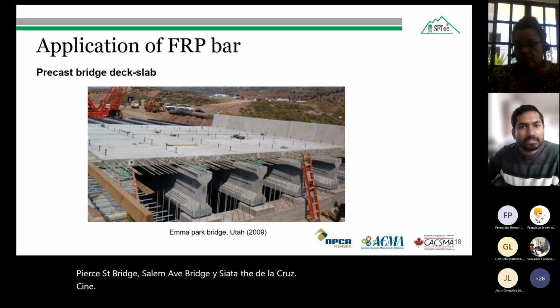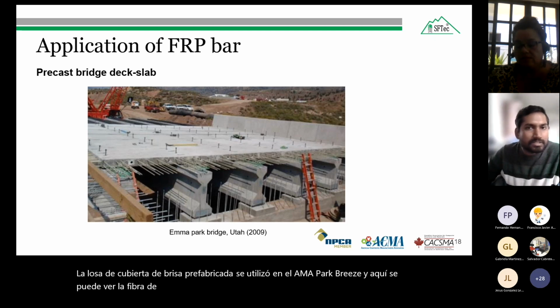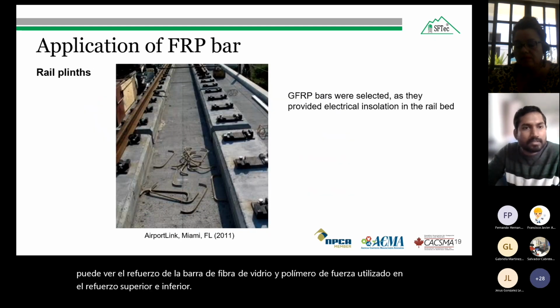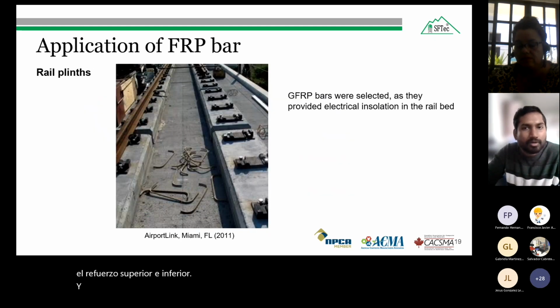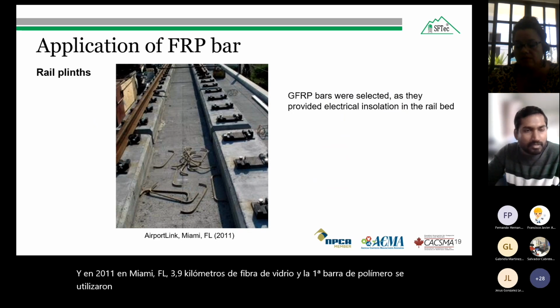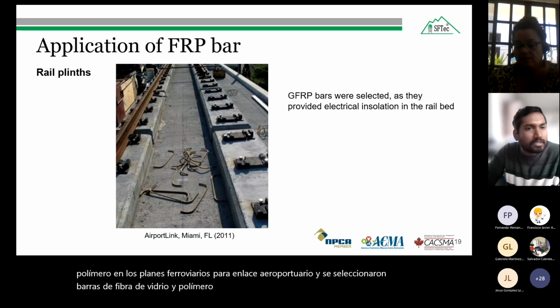The precast bridge deck slab was used in the Emma Park Bridge. And here you can see the glass fiber reinforced polymer bar reinforcement used in the top and bottom reinforcement. And in 2011, in Miami, Florida, 3.9 kilometers of glass fiber reinforced polymer bar were used in railway plinths for the airport link, and glass fiber reinforced polymer bars were selected because they provided electrical insulation in the railway bed.